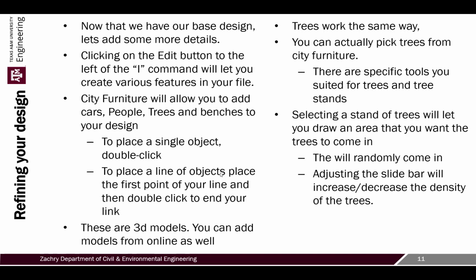If you want to create a line of objects, you'll click, it'll set the first point, and then you keep clicking until you're finished. On the last point, you double click. That will bring up a series of them along that line. You'll also get a slider. That slider is going to determine how you can increase or decrease the density of the objects on that line.